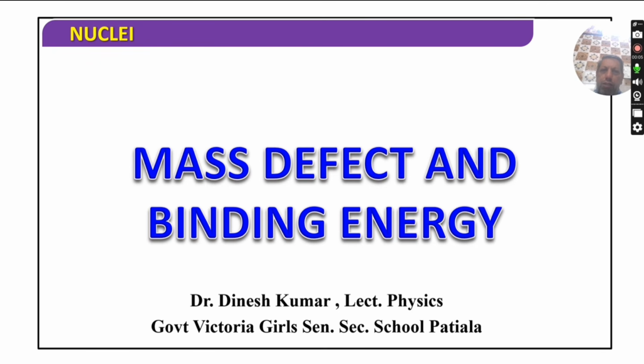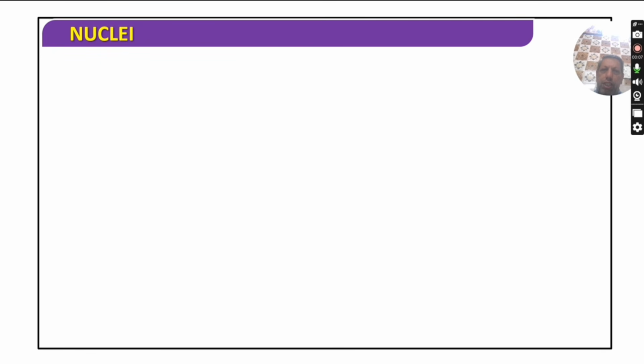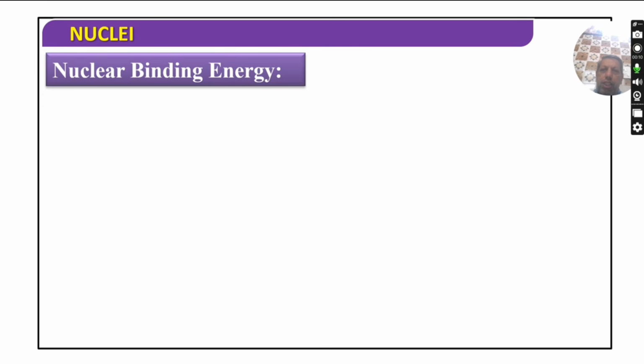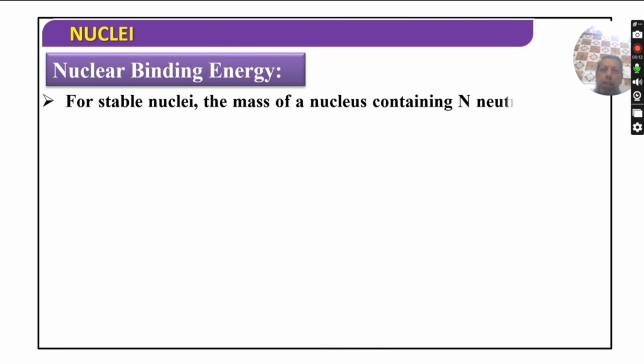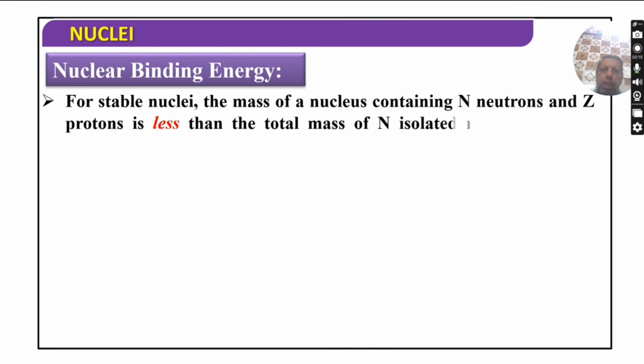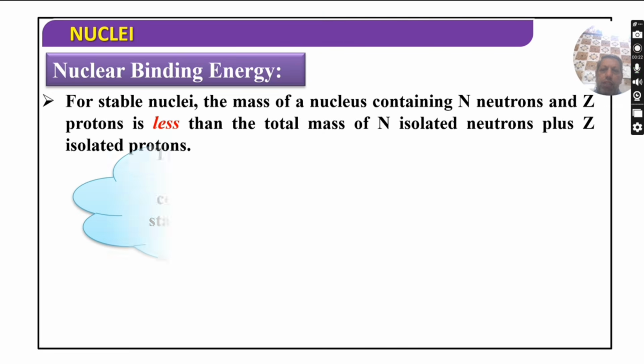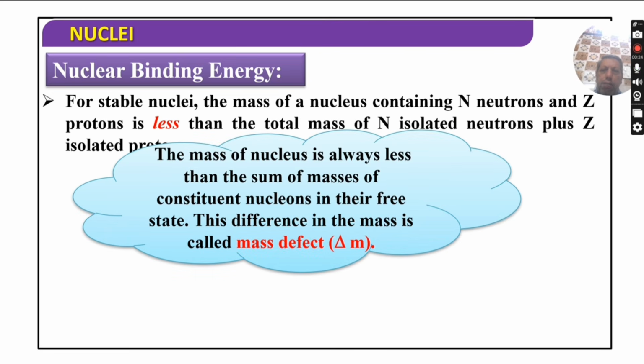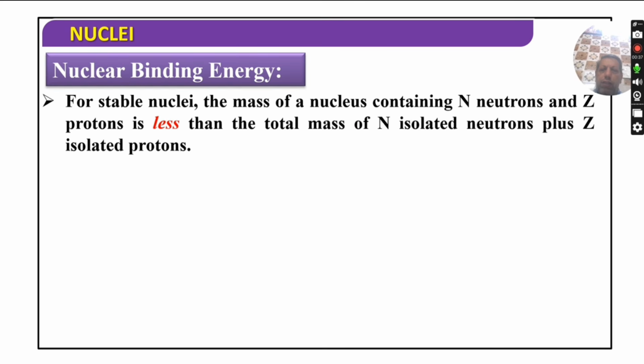The topic which I am going to explain is mass defect and binding energy. Nuclear binding energy. For stable nuclei, the mass of the nucleus containing n neutrons and Z protons is less than the total mass of n isolated neutrons plus Z isolated protons. The mass of the nucleus is always less than the sum of the masses of constituent nucleons in their free state. This difference in the mass is called mass defect, which is denoted by delta M.